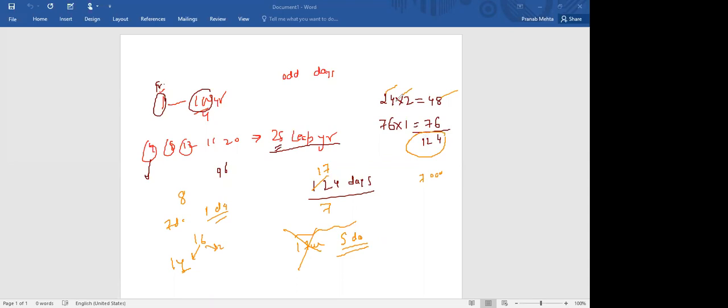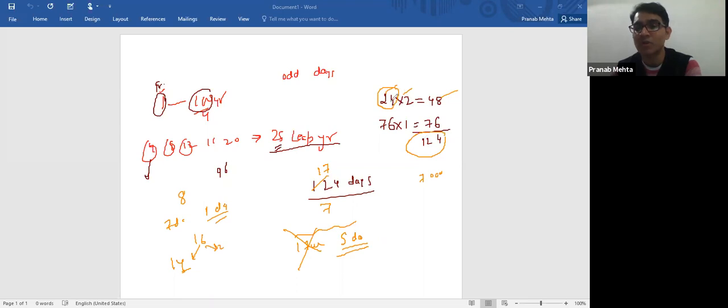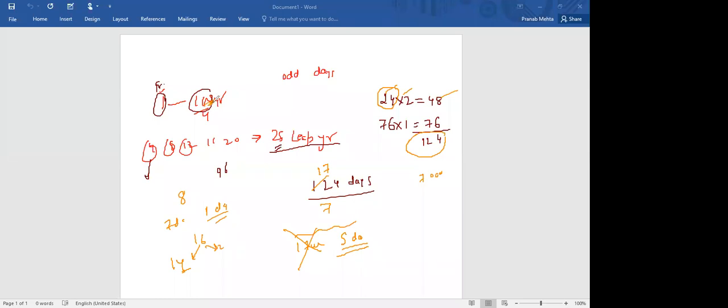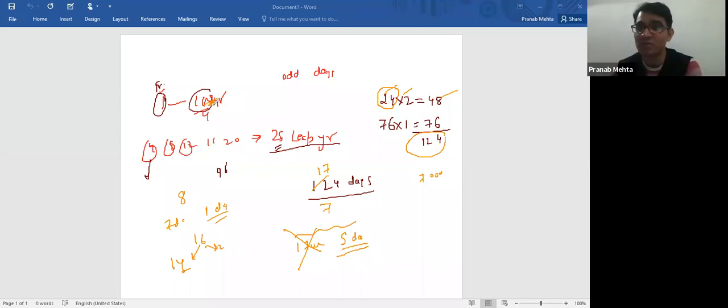You multiply 24 into 2. 24 of them are leap years. All multiples of 4 are leap years, so we have 25 leap years. In this 25, I know 100 is not a leap year. Since 100 is a century, it should be divisible by 400. So 100 is not a leap year, and we are removing it. So we are left with 24 leap years. So 24 into 2 is 48.